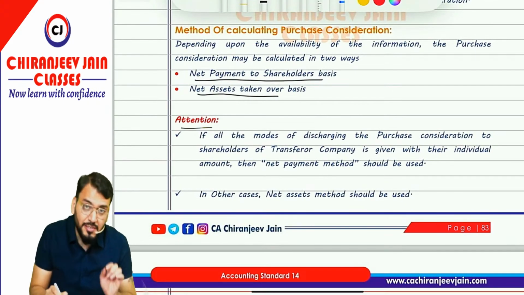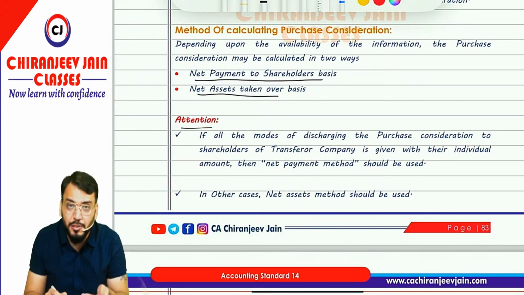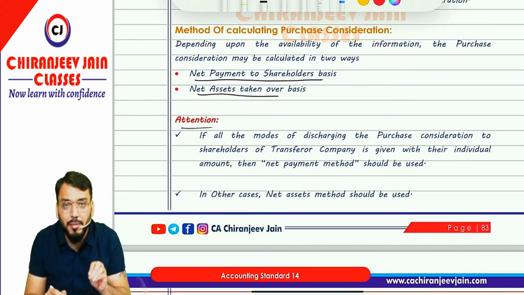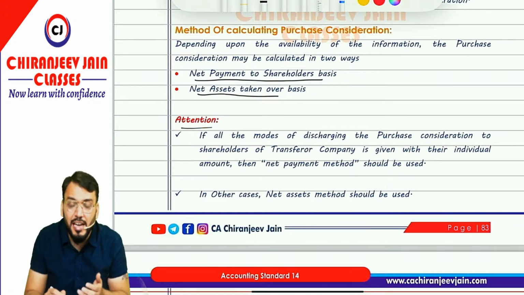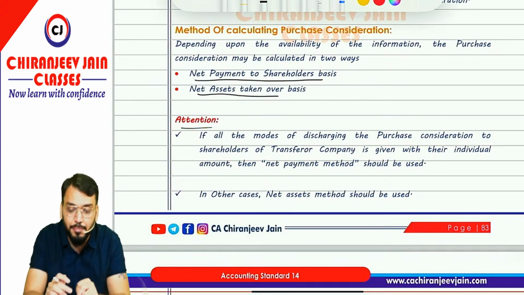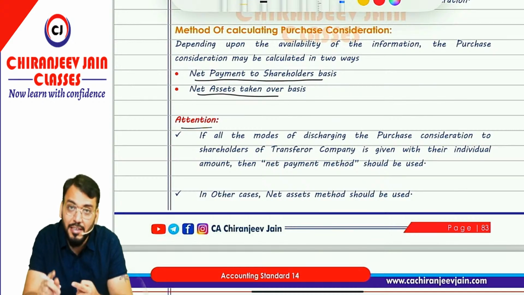So attention, this is a very special point. Normally students think that net asset method is more commonly used to calculate PC. That is wrong. We should give more preference to net payment method than net asset method. Normally, out of 10 questions, 8 questions in the ICS study material are calculated by using net asset method, so students think that net asset method is more common than net payment method, but it is not correct. Once again I repeat, PC is calculated by using, first preference will be given to net payment method. Correct? If the net payment information is not given, then we'll use net asset method.